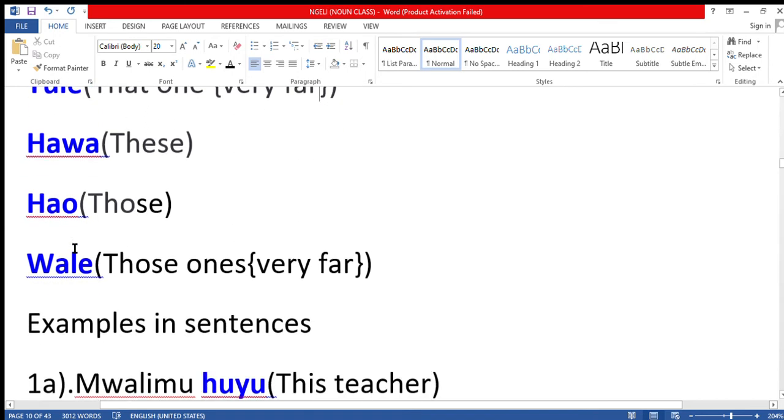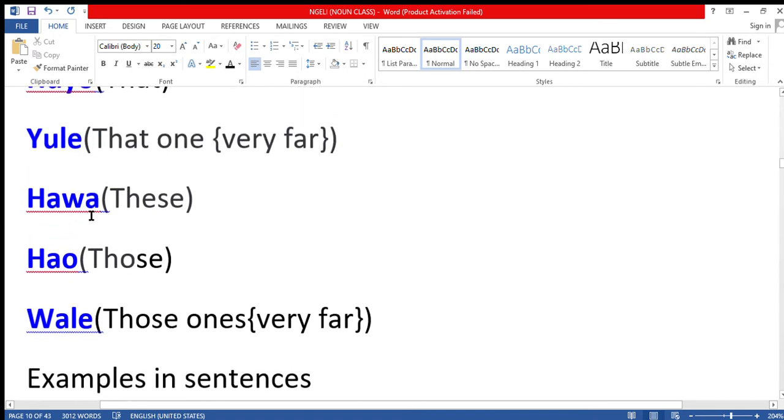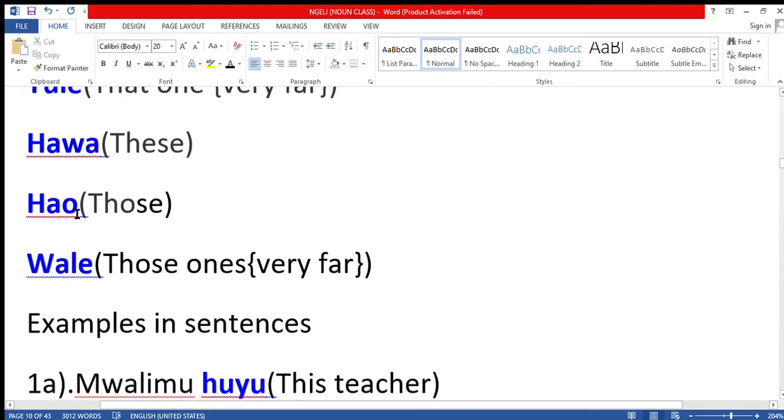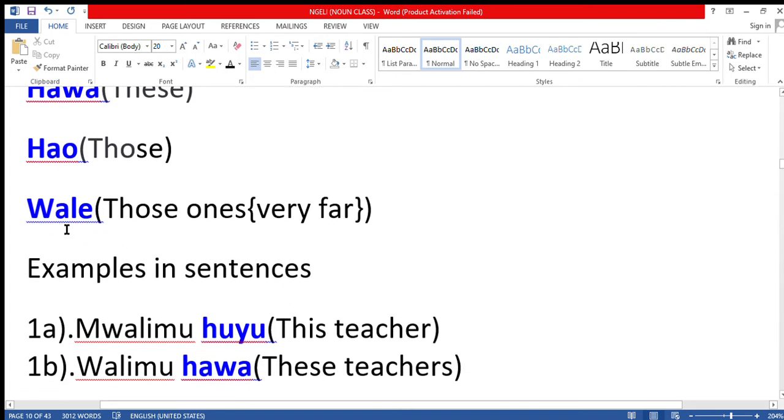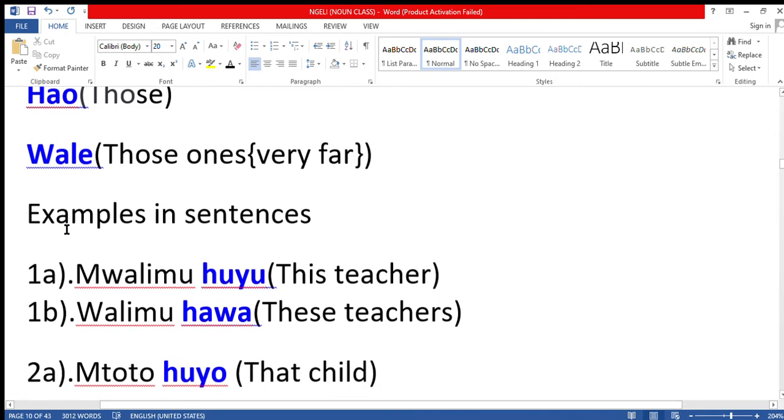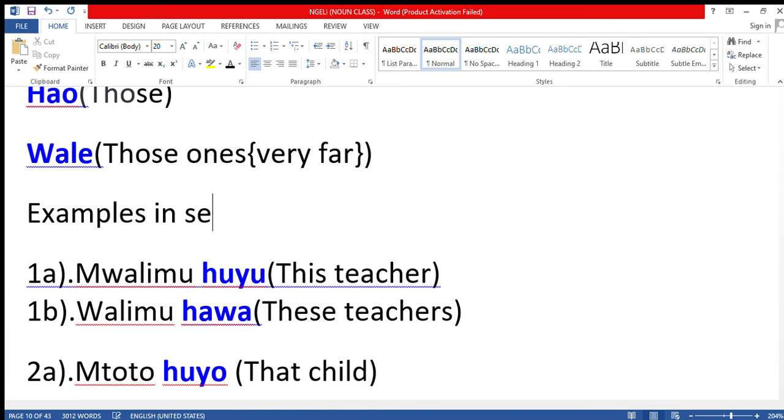Sawa. In plural form, hawa, this. Then hao, those. Then very far, you say wale. When they are very far, say wale. So mifano katika sentensi, examples in sentences.